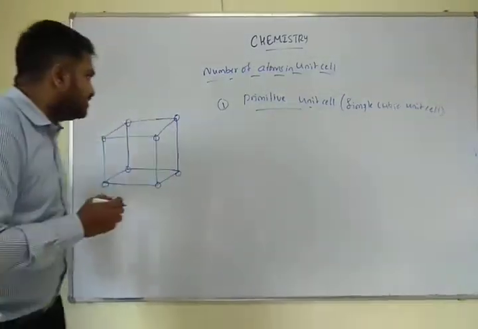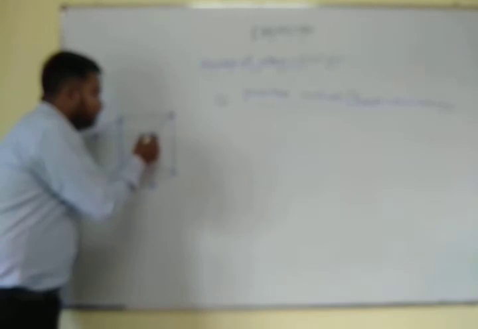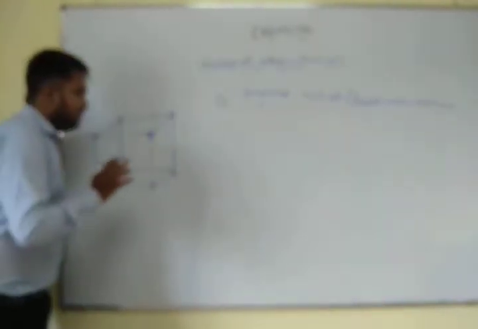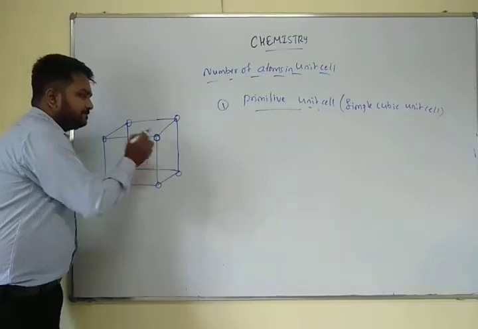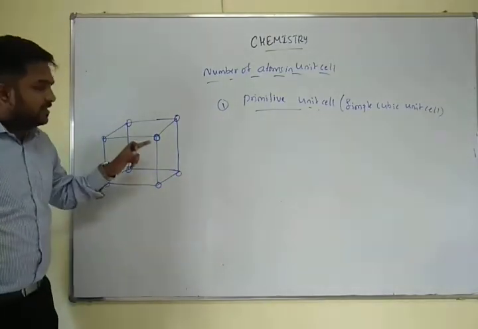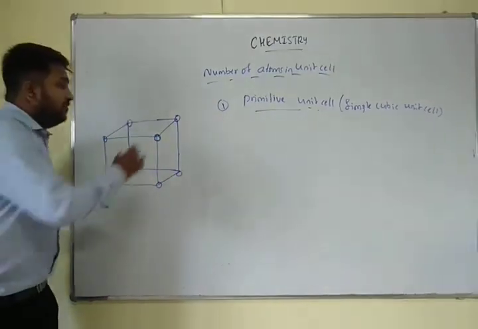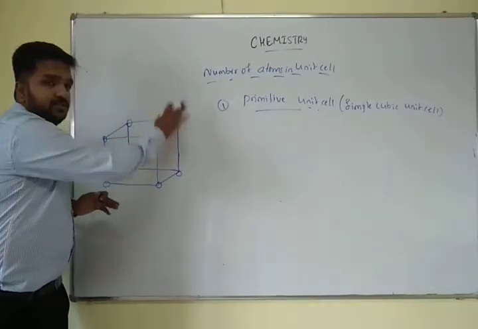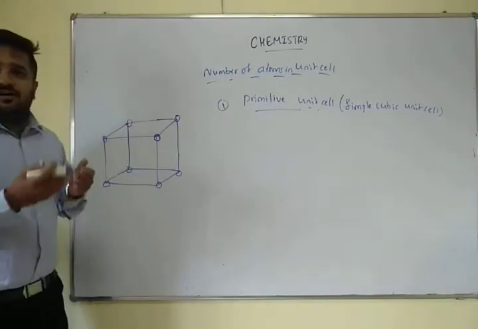Clear? So that means this particular one of the particles which is present at the corner of a unit cell is shared by 8 other unit cells. Clear? Be focused very much. Clear? This particular particle which is present at the corner of this unit cell will be shared by 8 other unit cells which are present outside of this unit cell.